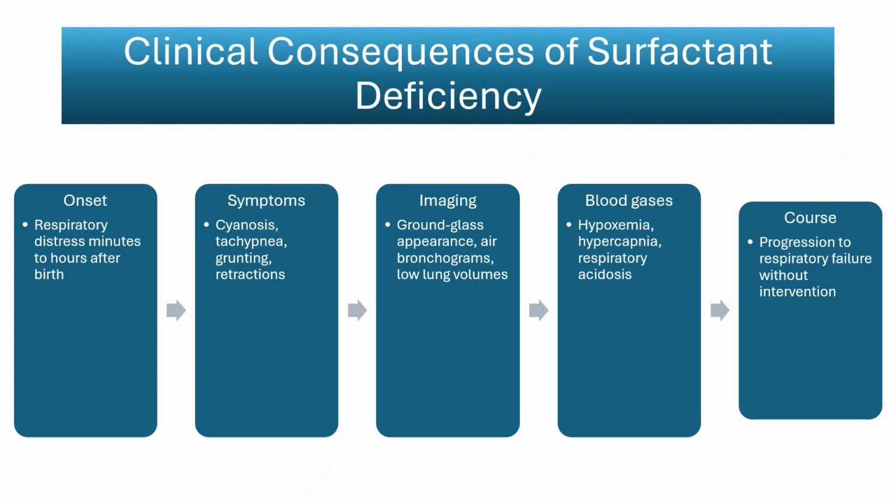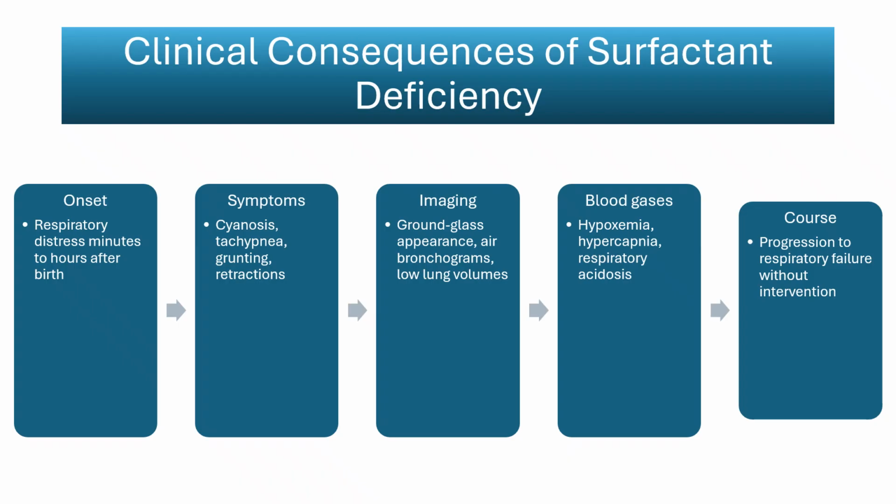The absence or dysfunction of surfactant produces a consistent clinical picture. Onset is usually rapid, with respiratory distress emerging within minutes to hours after birth. Symptoms include cyanosis from hypoxemia, tachypnea, grunting, and retractions, all reflecting the struggle to inflate stiff, unstable lungs. Imaging typically shows low lung volumes with a diffuse ground glass appearance and prominent air bronchograms caused by air-filled conducting airways outlined against collapsed alveoli.